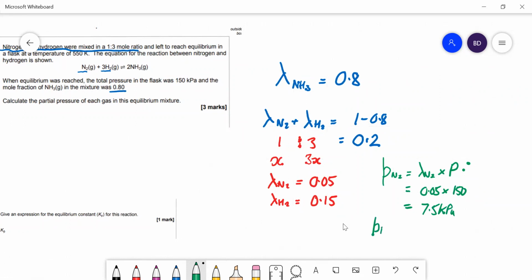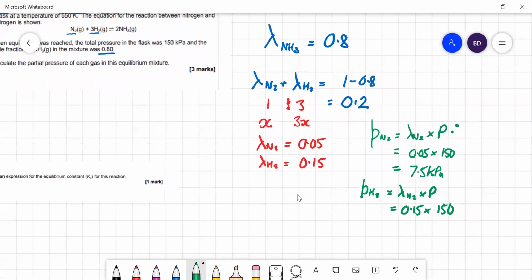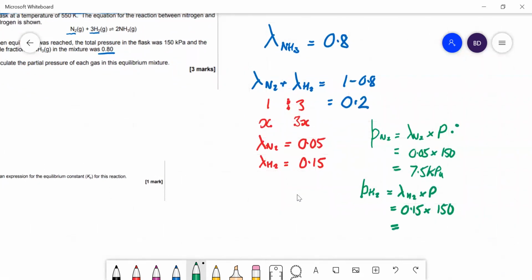The partial pressure of the hydrogen, again, is the mole fraction multiplied by the total pressure. So that's 0.15 times 150, which is equal to 22.5 kilopascals.